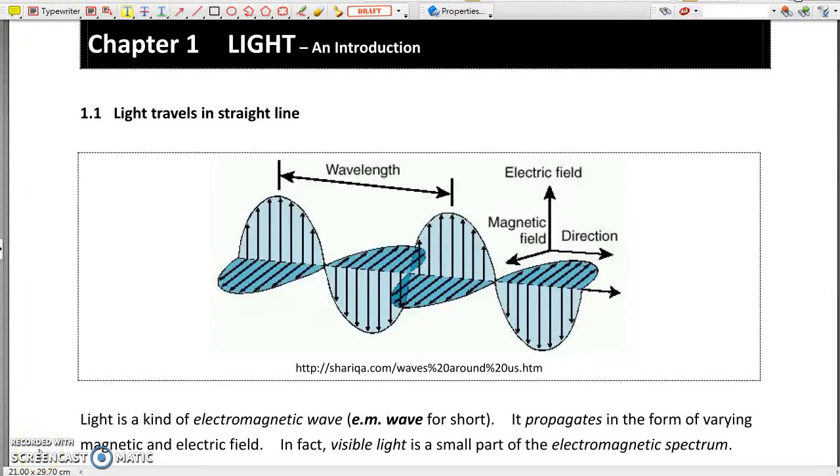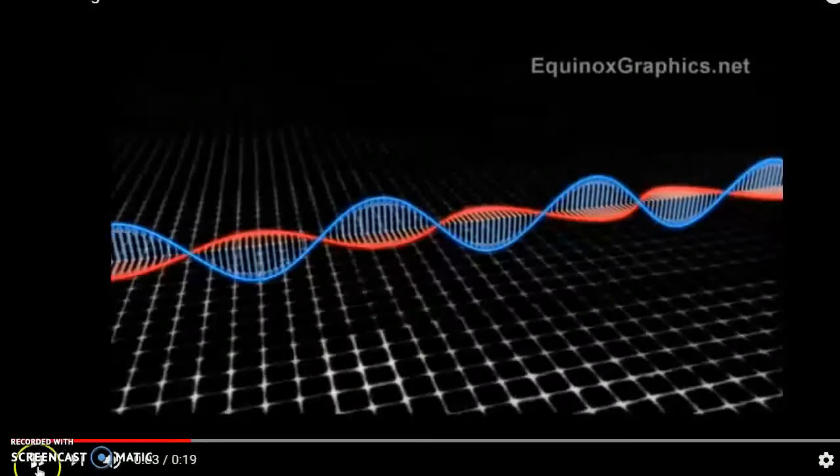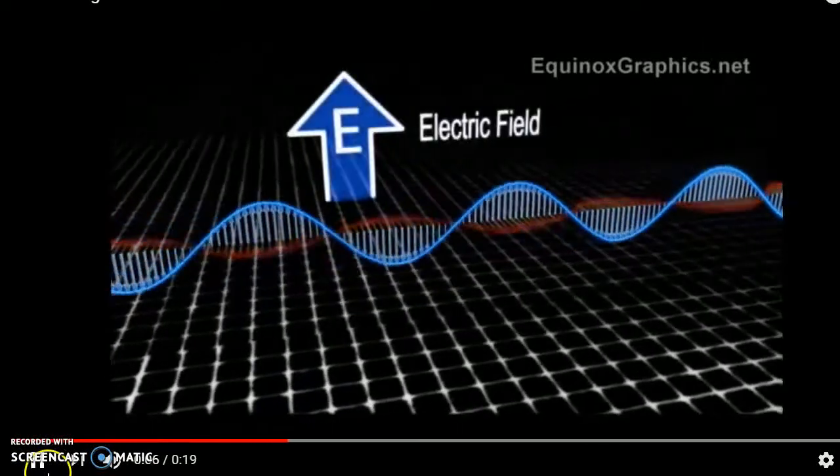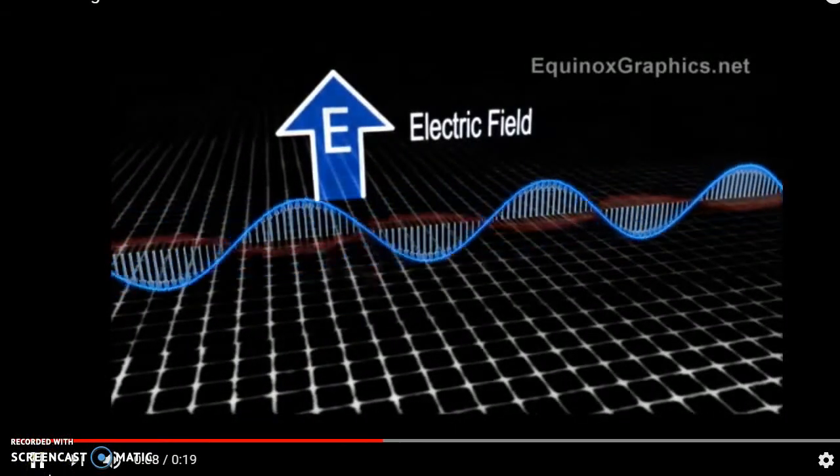Chapter 1: Light, An Introduction. 1.1 Light travels in a straight line. Light is a kind of wave called electromagnetic wave, which consists of a pair of varying electric and magnetic fields.